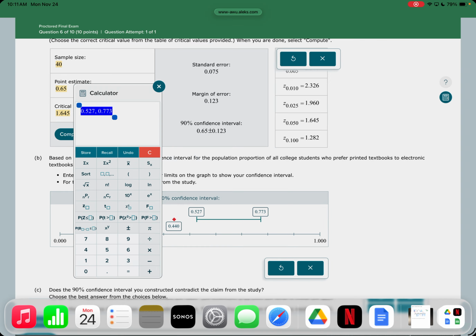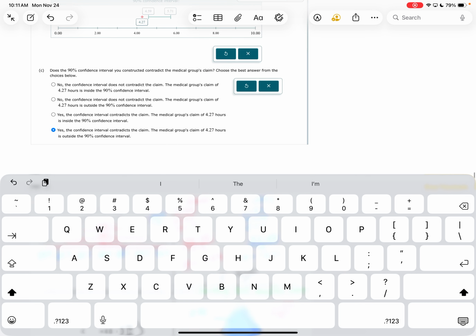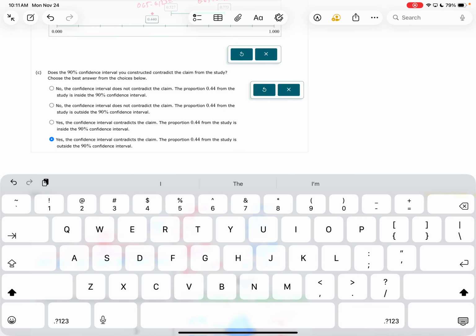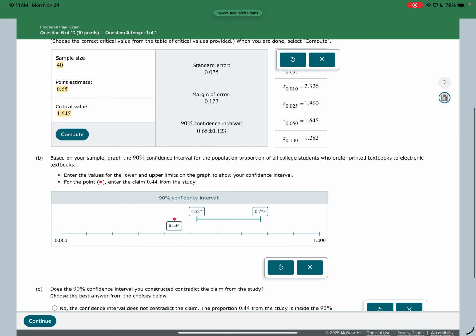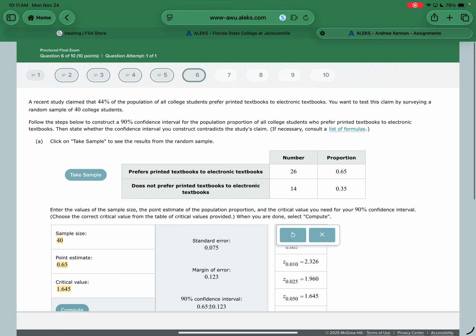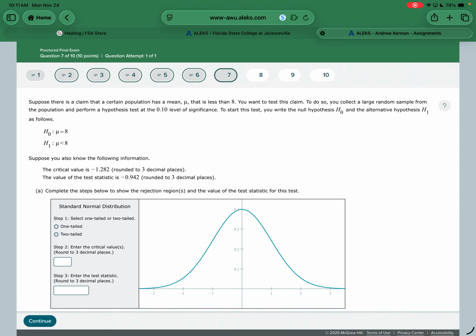When y'all go back and look at it, you don't have to watch the video. You can just skim through these pictures, hopefully. All right, number 7 is on the test work page.